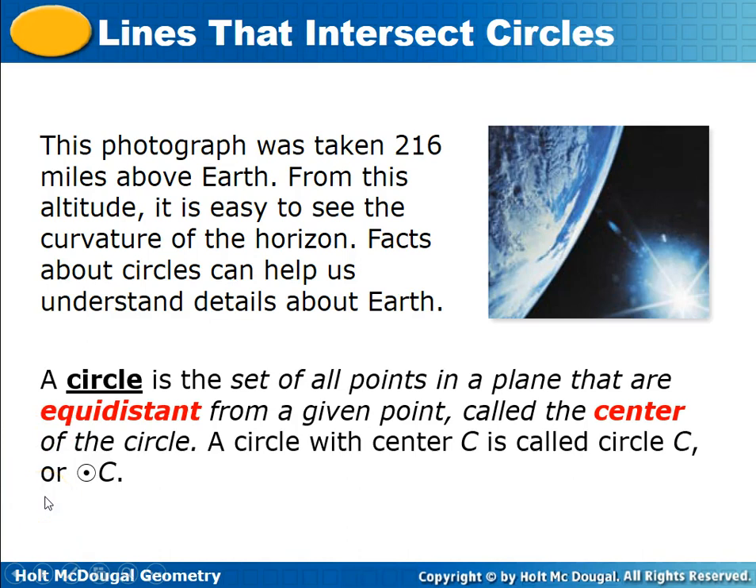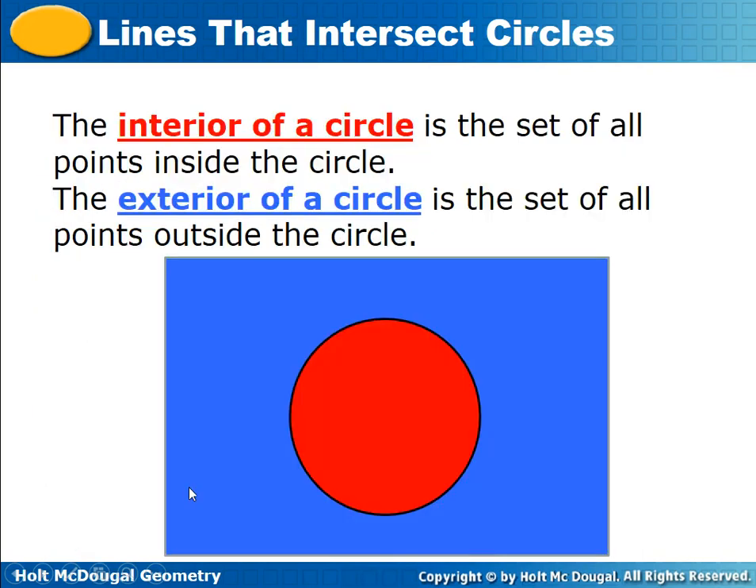So a circle is a set of all points in a plane that are equidistant from a given point called the center of the circle. A circle with the center C is called circle C, designated with a circle with a dot in the middle of it and a C. This term equidistant. With my students today, when I taught this, I told them that the bases on a baseball field are equidistant from one another, and I asked some of their baseball players to explain what that meant, and they told us that they were the same distance from one another. So that's what equidistant means.